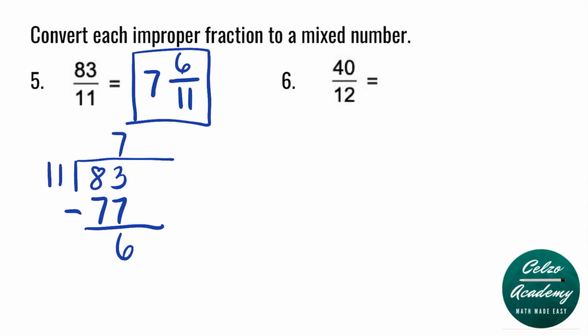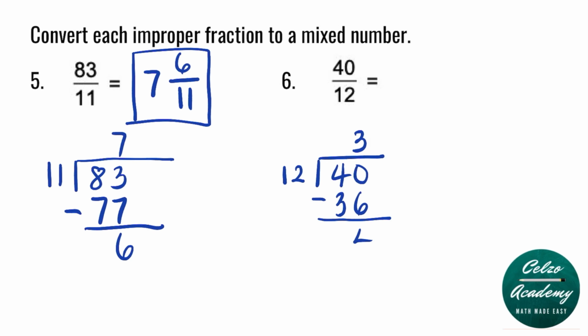Question 6. 40 over 12. Dividing this fraction, our divisor is 12, and dividend is 40. How many 12s can go into 40? 3, right? 3 times 12 is 36. Now we subtract 40 minus 36, and the remainder is 4.